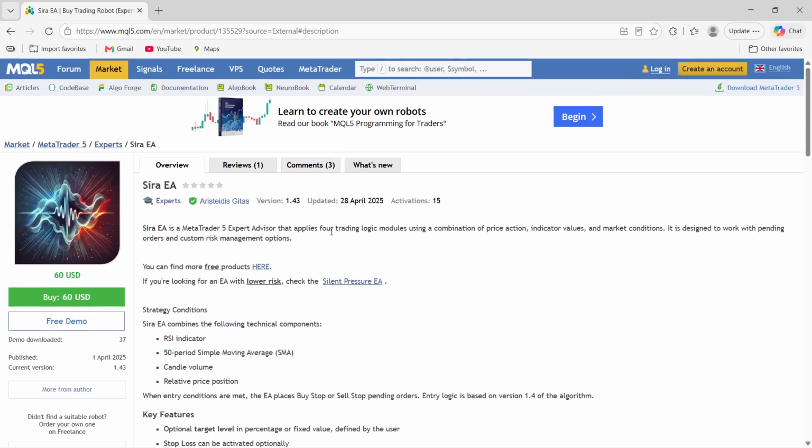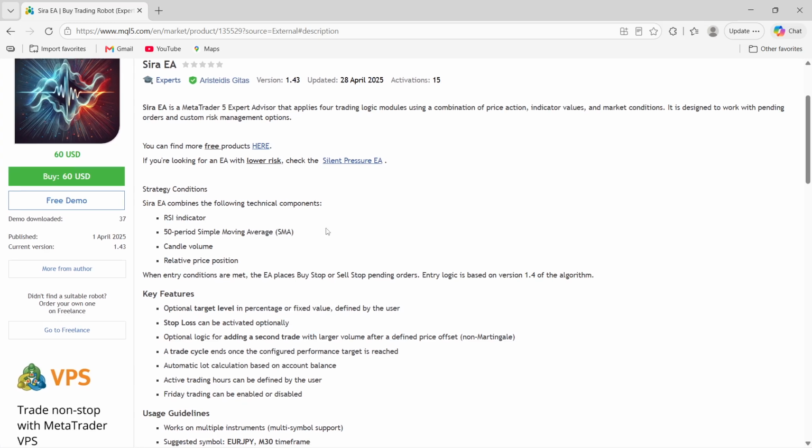Alright, so according to the developer, as you can see, Sira EA is built around 4 separate trading logic modules using a combination of price action, indicator values, and market conditions. And it says it's designed to work with pending orders and custom risk management options. So you can set your preferred risk management options.